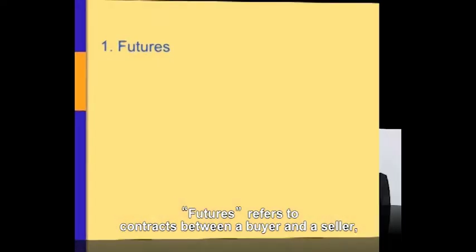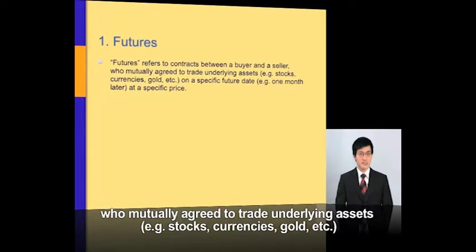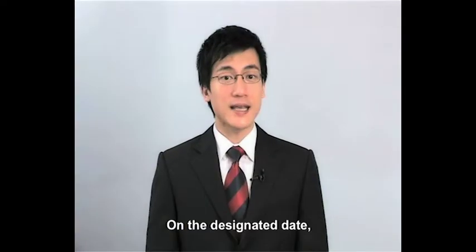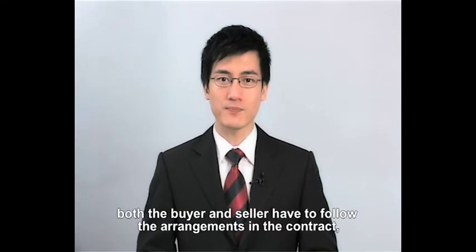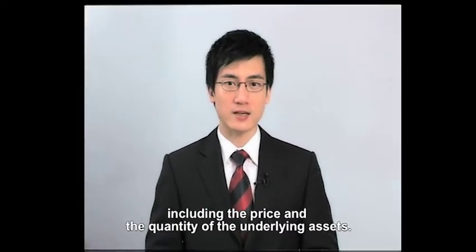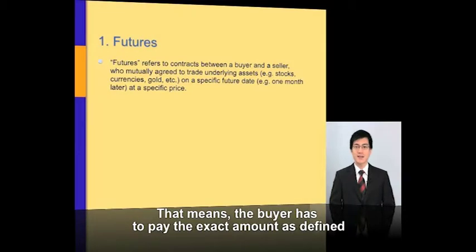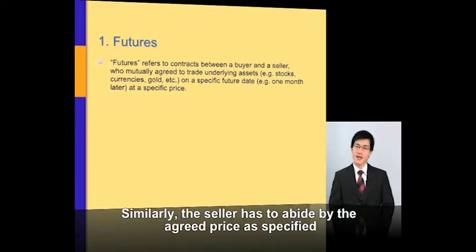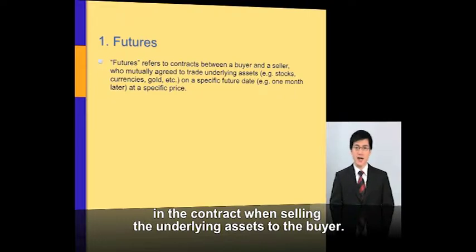Futures refers to contracts between a buyer and a seller who mutually agreed to trade underlying assets, for example, stocks, currencies, gold, etc., on a specific future date, for example, 1 month later, at a specific price. On the designated date, both the buyer and seller have to follow the arrangements in the contract, including the price and the quantity of the underlying assets. That means the buyer has to pay the exact amount as defined in the contract for the seller's underlying assets. Similarly, the seller has to abide by the agreed price as specified in the contract when selling the underlying assets to the buyer.